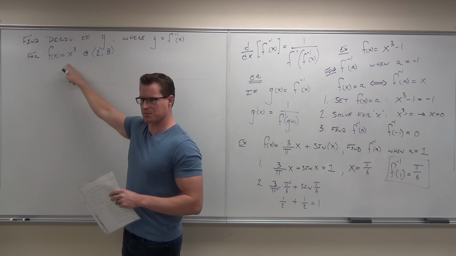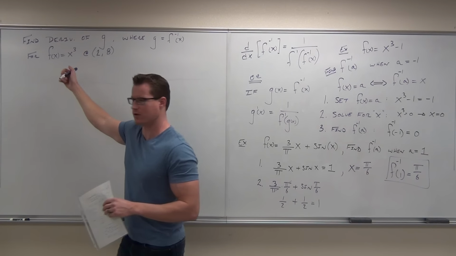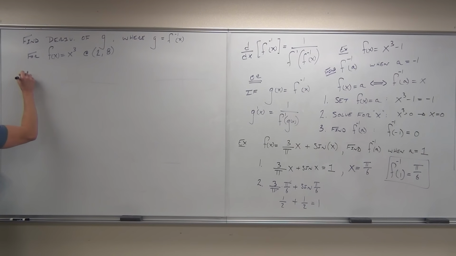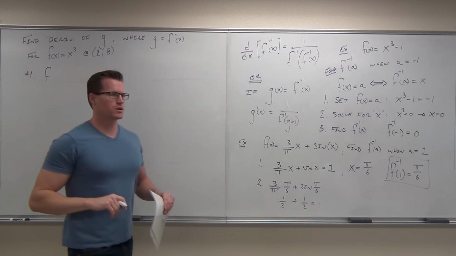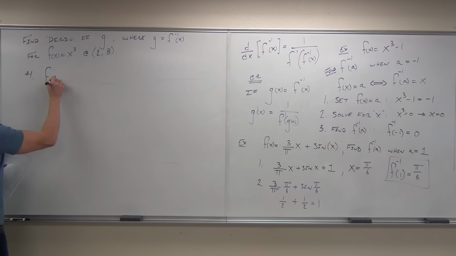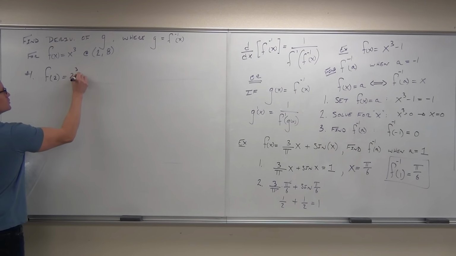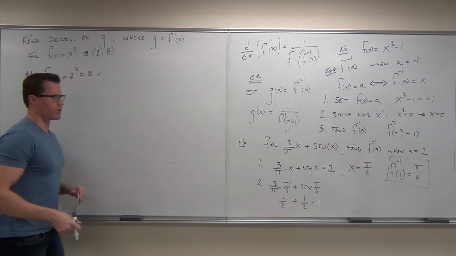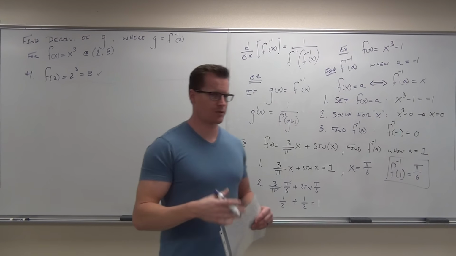It's very easy. Just plug it in. So verify that the point's actually on the function. So step number 1, f of, what would you plug in? Would you plug in 2? Would you plug in 8? Yeah, plug in 2. Make sure it gives you 8. So f of 2 gives you 2 cubed, gives you 8. That's step number 1. Just verify that the point is on the curve.